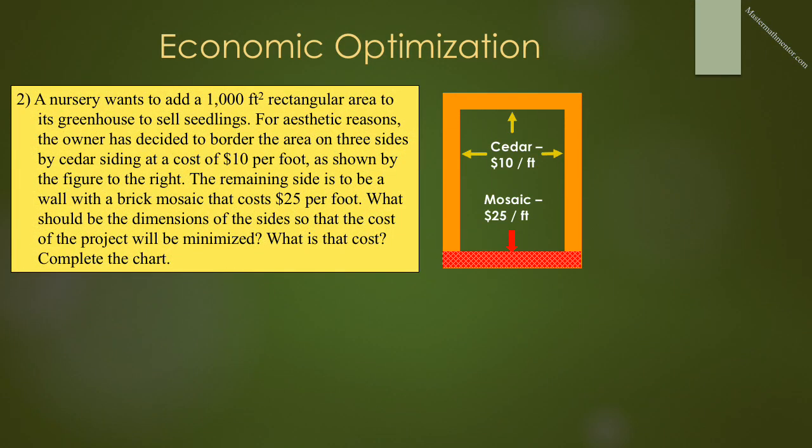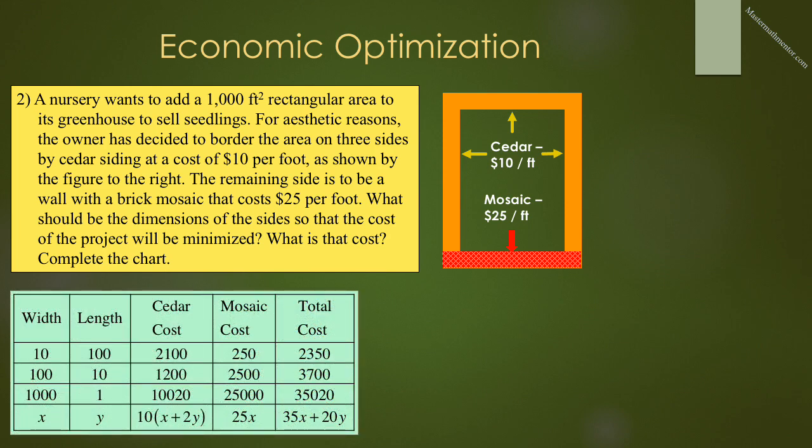Number 2 reads, a nursery wants to add a 1,000-square-foot rectangular area to its greenhouse to sell seedlings. For aesthetic reasons, the owner has decided to border the area on 3 sides by cedar siding at a cost of $10 per foot, as shown by the figure to the right, while the remaining side is to be a wall with a brick mosaic that costs $25 per foot. What should be the dimensions of the side so that the cost of the project will be minimized? And what is that cost? And we have a chart to complete.